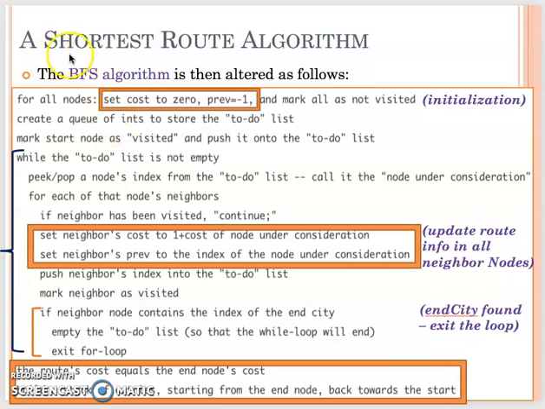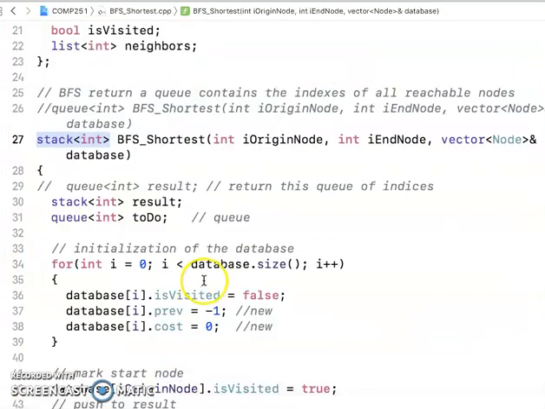In this video, we will finish the shortest route implementation. Then we will move forward to the cheapest route. So let's continue with the previous video. We didn't finish the BFS shortest route function.